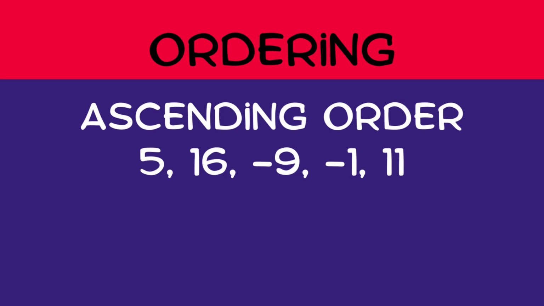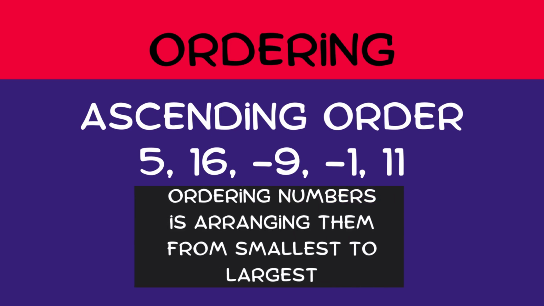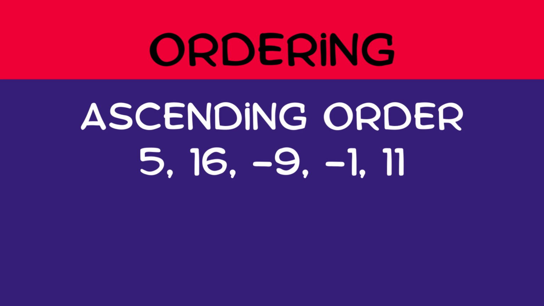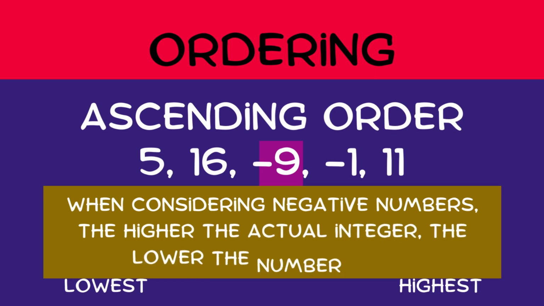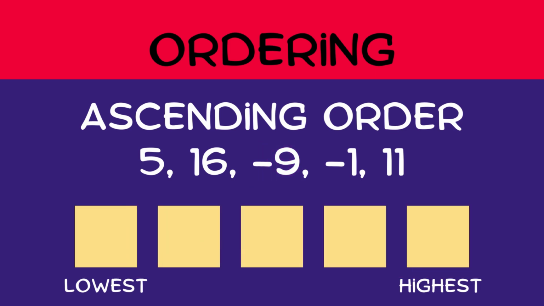Now, as I said before, ordering numbers is arranging them from lowest to highest. So therefore, we have to start with the lowest number. Most people might think the lowest number is -1, because 1 has the lowest value compared to the other numbers. However, the lowest number is actually -9, because when considering negative numbers, the higher the number, the lower the value. So, once we can understand that fact, we can know that the order of these numbers in ascending order is simply -9, -1, 5, 11, and 16.